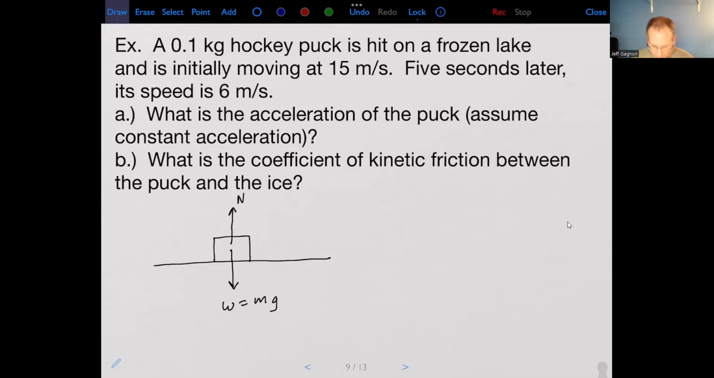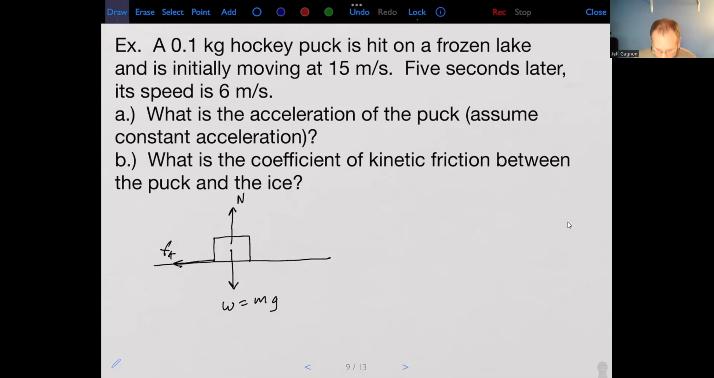And this puck is moving to the right. There's also a frictional force that's resisting the motion, acting to the left. And since it's moving, this is called a kinetic frictional force. So we have F_k acting to the left. All right, so basically that's our free body diagram. We have the weight, which is the gravitational force, the normal force, and the frictional force.